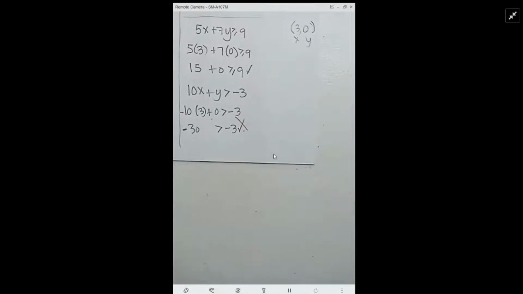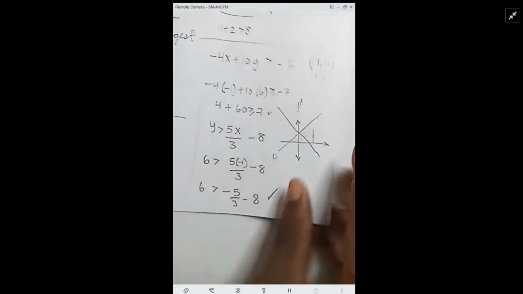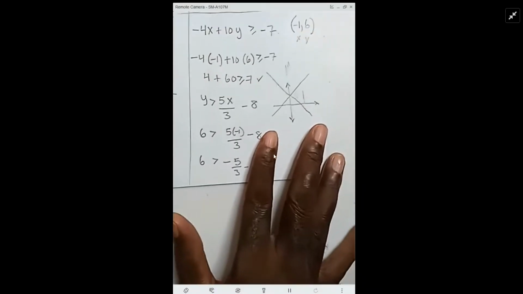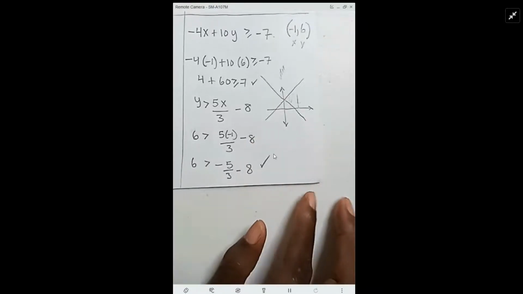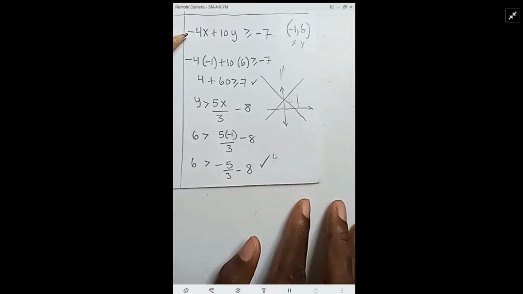I did that with your other problem. You asked me a problem earlier, and I did the video, but for some reason the video didn't go through. So I'm going to give you a bonus example and do your previous problem for you, where you had negative 4x plus 10y is greater than or equal to negative 7. Same thing. Plug in the values. Negative 1, 6. It's going to be positive 4 plus 60. That's going to be greater than or equal to negative 7.